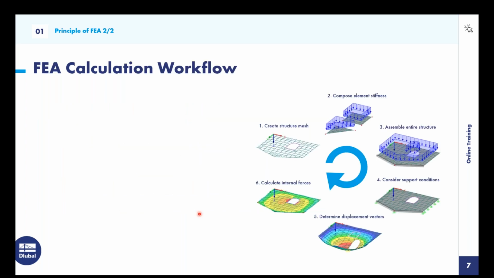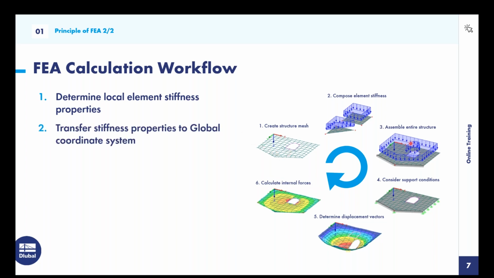Next, we have the FEA calculation workflow. You can see this in the graphic on the right-hand side. In the first step, we start with the determination of the local element stiffness properties. Then in the second step, the program transforms the stiffness properties at each node to the global coordinate system, so the element stiffness is composed. Then in the third step, the composition of the entire structure takes place.